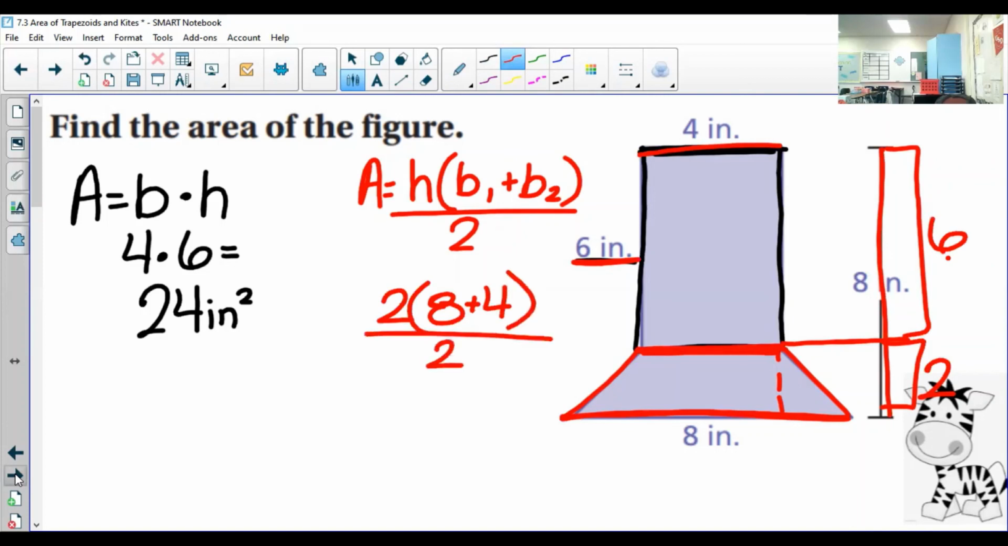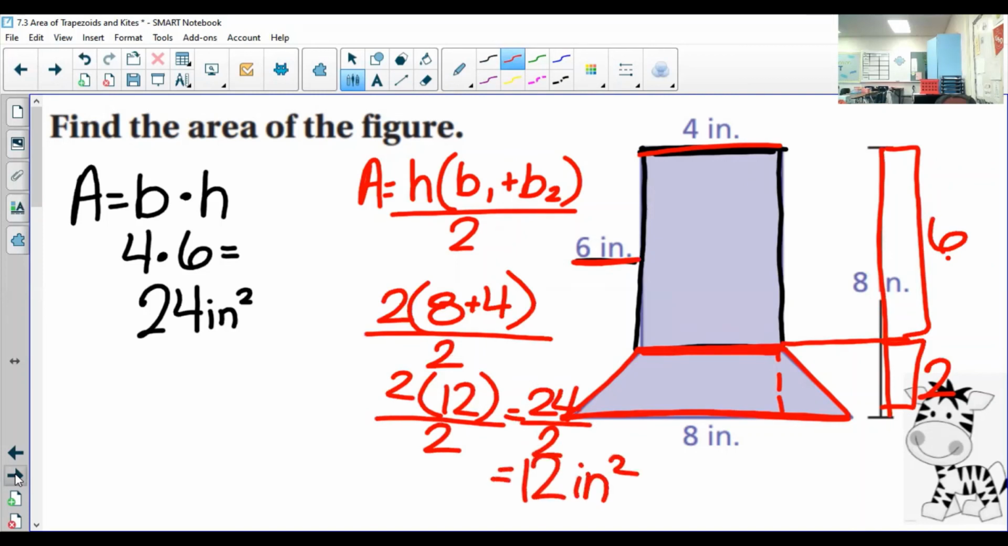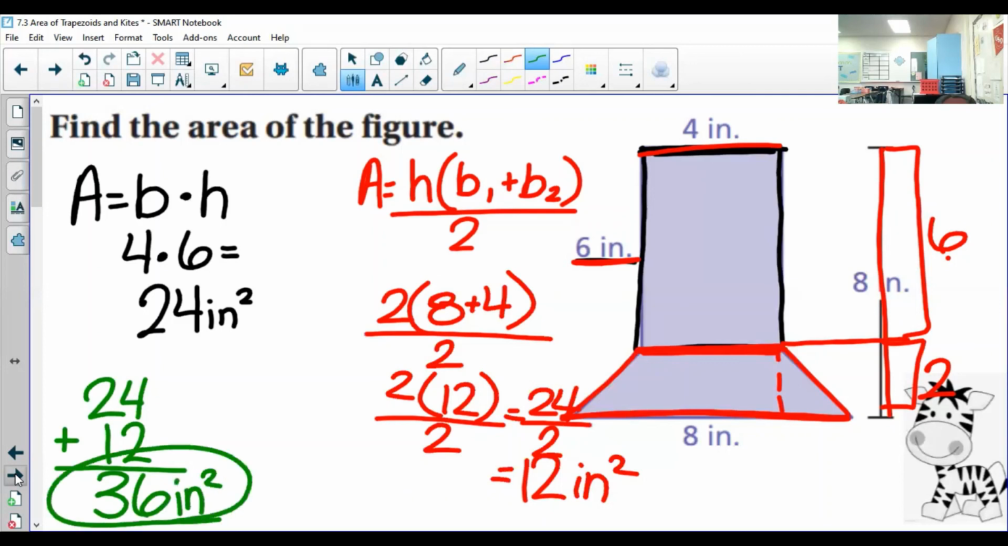And we do our math. 8 plus 4 is 12 times 2 divided by 2. So 2 times 12 is 24. 24 divided by 2 is 12 inches squared. So now I have my rectangle, which is 24, plus my trapezoid, which is 12. Add those together, and we are going to get 36 inches squared for the area of the whole entire shape. Okay? It's just combining. It's the same thing.